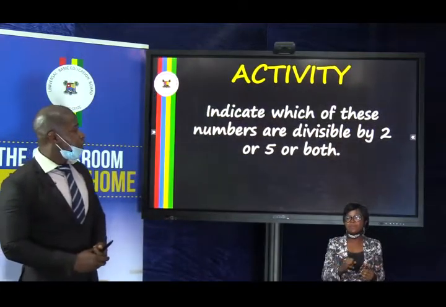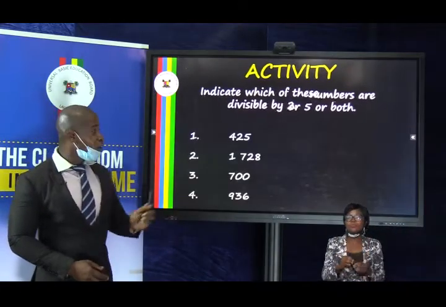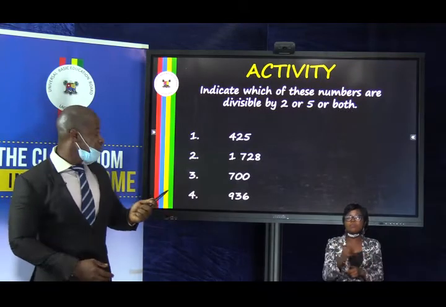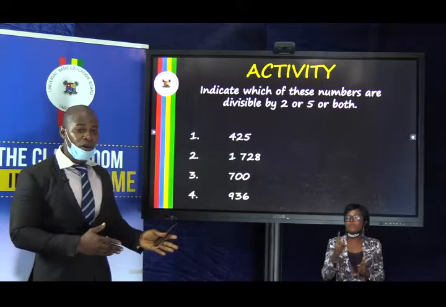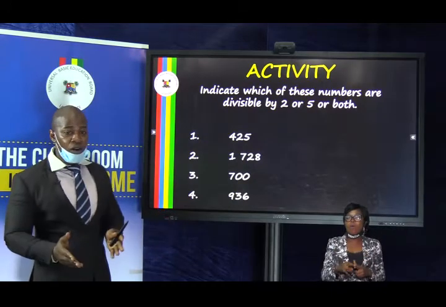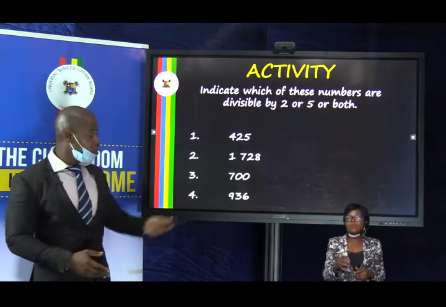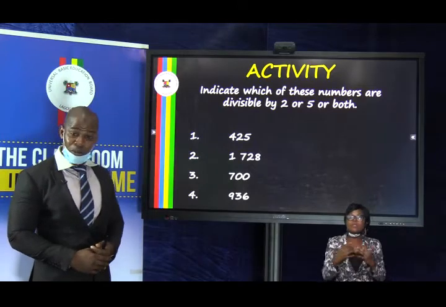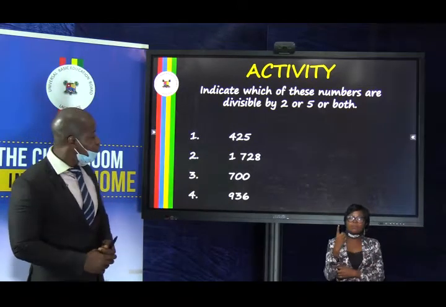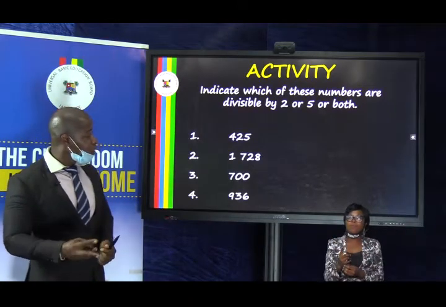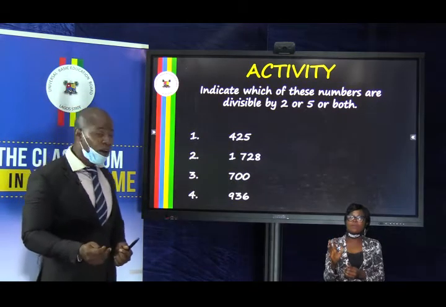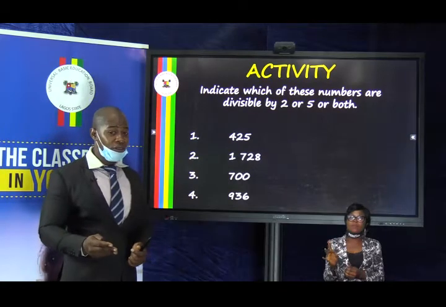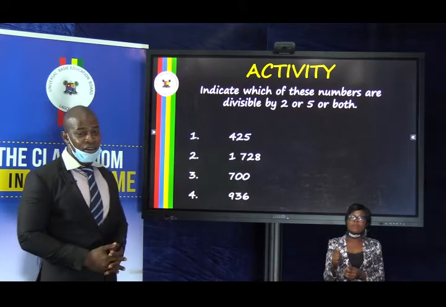Now, I'm going to show you some numbers. You are going to have just, let's say, 10 seconds to tell us which of these numbers 2 is a factor of, or 5 is a factor of, or both of them are a factor of. You have to indicate. You have 10 seconds. Begin now. So 1, 2, 3, 4, 5, 6, 7, 8, 9, and 10.